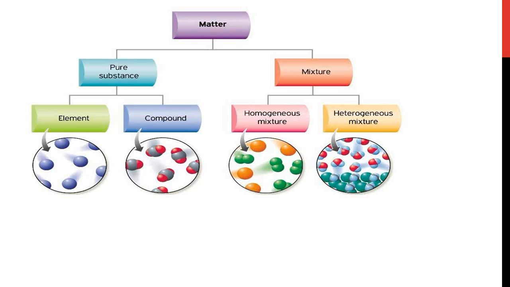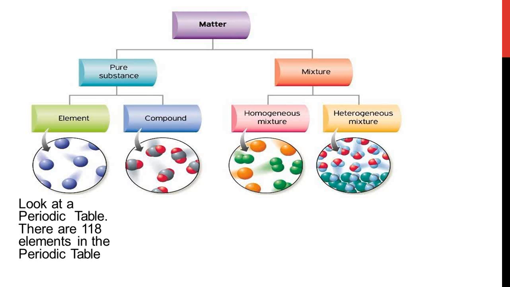But in mixture we have two kinds here, homogeneous and heterogeneous mixture. We will illustrate them after that. Okay, when you look at the pure substance, the first one, element, look at the periodic table. You will find that there are 118 elements in the periodic table.